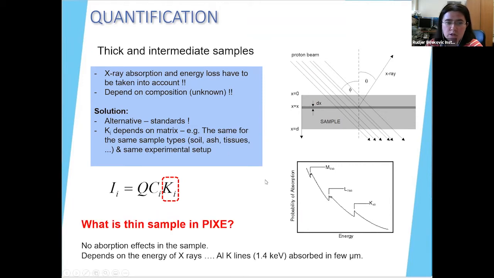So also you should take care about what is a thin sample in PIXE, because it is not the same to treat, for example, aluminum K lines, which have an energy of 1.4 keV, or some higher energy X-rays around, for example, 10 keV. Aluminum K lines will be already absorbed in a few micrometers, compared to the higher energy X-rays, which will treat these few micrometers as a thin sample and pass without any absorption.